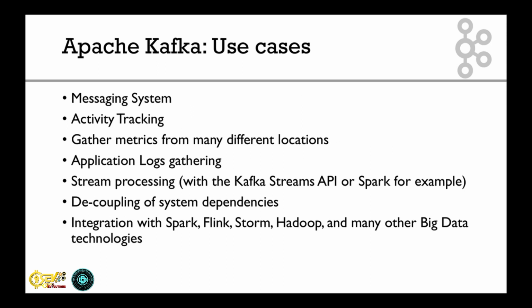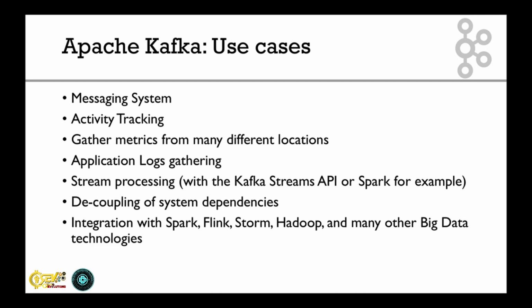So a few use cases for Apache Kafka. You could use it as a messaging system. You can use it as an activity tracking tool. You could use it to gather metrics from many different locations. You could gather application logs. You can also do stream processing using what we'll see is the Kafka Streams API or Spark, for example.